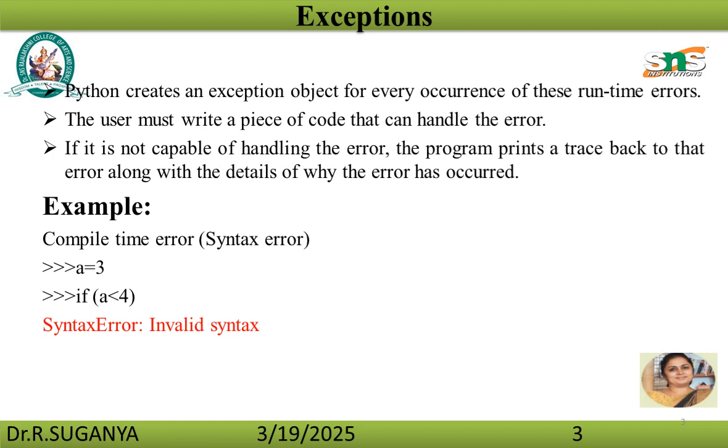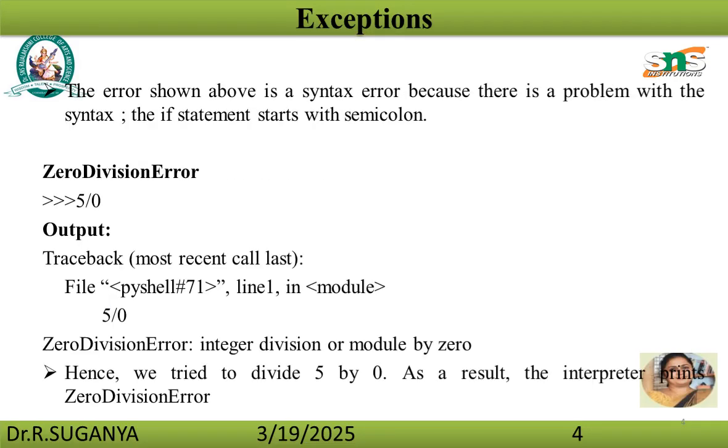If it is not capable of handling the error, the program prints a traceback to that error along with the details of why the error has occurred. Example, compile time error: syntax. a = 3 if a > 4. So it is an invalid syntax. The error shows a syntax error because there is a problem with the syntax. Here it is a zero division error: integer division or modulo by 0. We try to divide 5 by 0, so the interpreter prints zero division error.